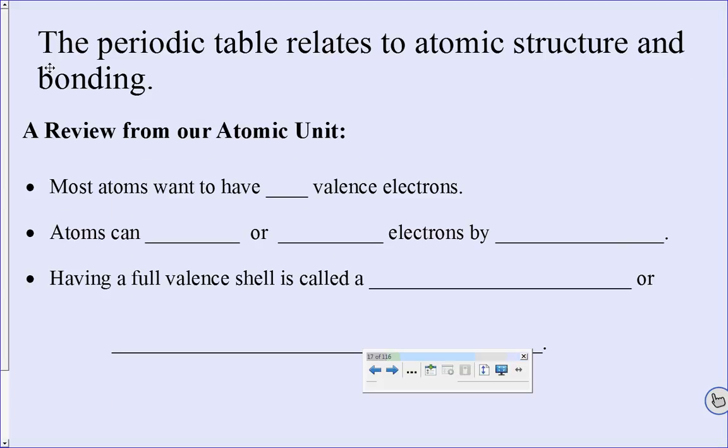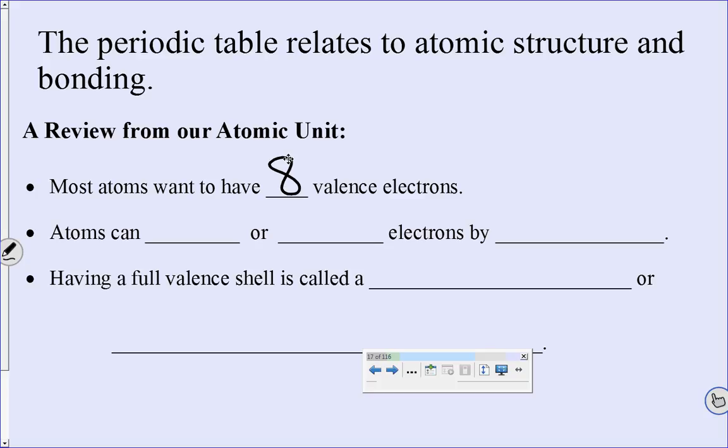Today we're going to talk a little bit more specifically about how the periodic table relates to atomic structure and bonding. Just a little review from our atomic unit. Most atoms want to have 8 valence electrons. Of course, the exception is smaller atoms, which really can only fit 2.